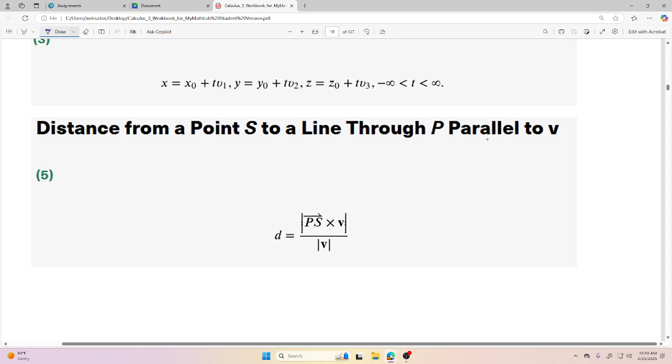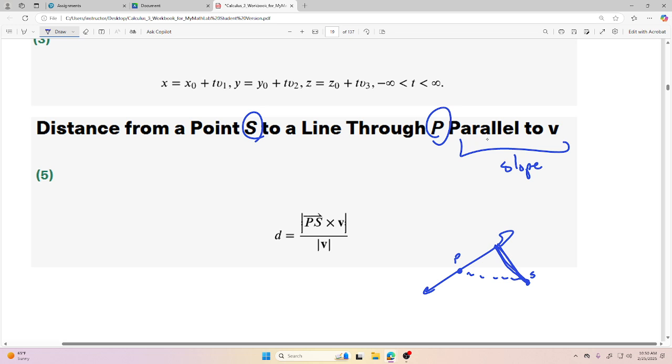Let me write this down. Slope of the line. And these two guys are points. We have a line. There's a point P. There's a point S. But the real distance we want is this thing right here. This is how the formula would work. It's like a triangle kind of thing. This is super easy now that I remember it.